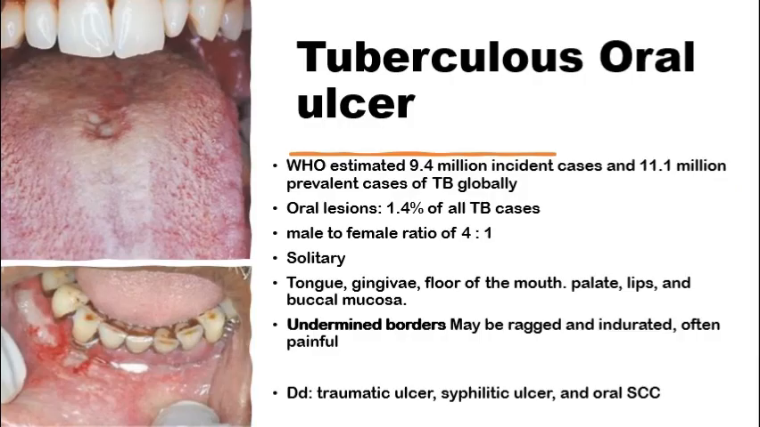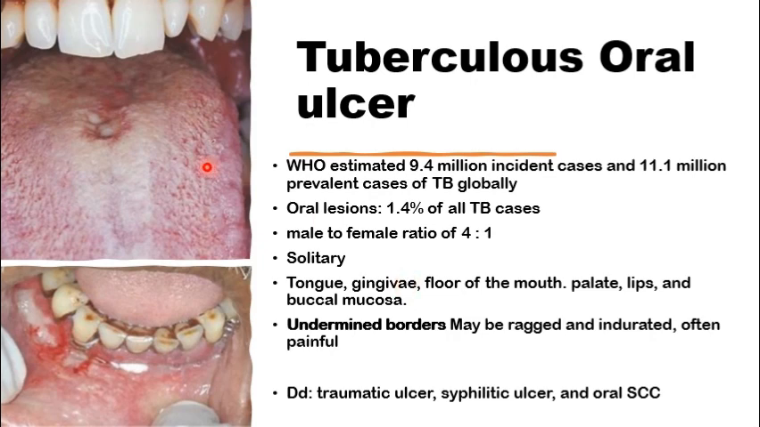Now we move to a group of solitary chronic ulcers caused by infections, starting with the tuberculous oral ulcer. The WHO estimates that TB is still around in the area of several million cases. 1.4% of these cases would have oral ulcers. They affect males more. They are almost always solitary and affect mostly the tongue, followed by the gingiva, but they may affect the floor of the mouth, the palate, the lips, or the buccal mucosa.